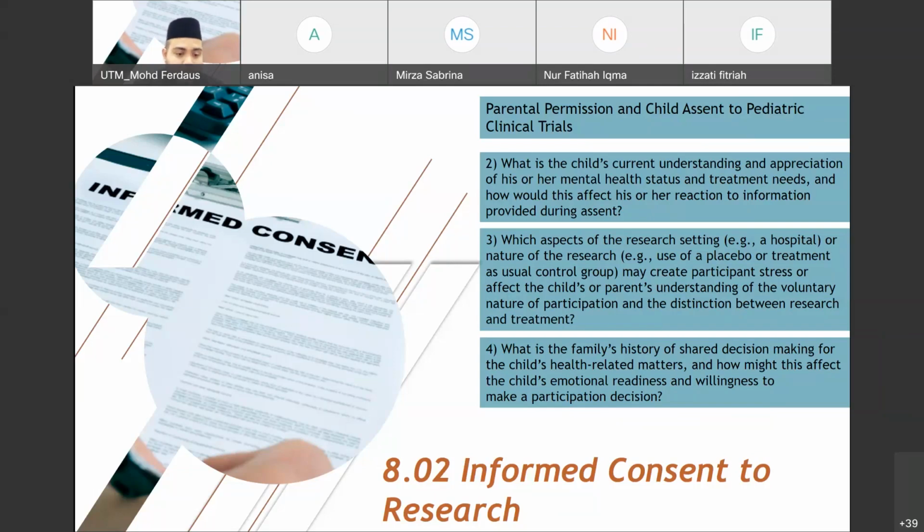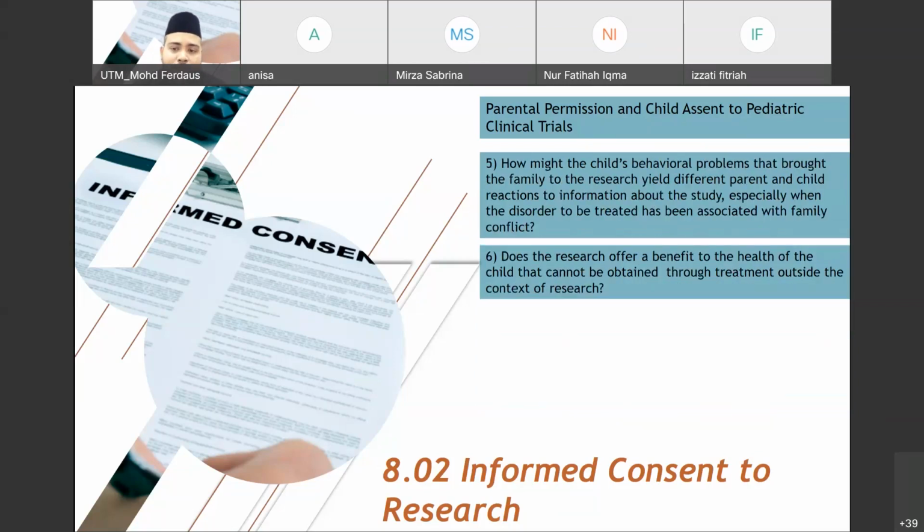Okay, if you know the history of the family is like that, then we need to avoid taking these children to participate in the study, because their parents or their guardians are taking advantage of them.